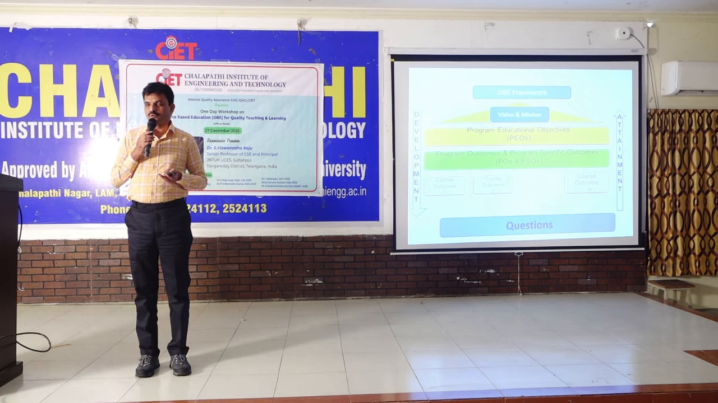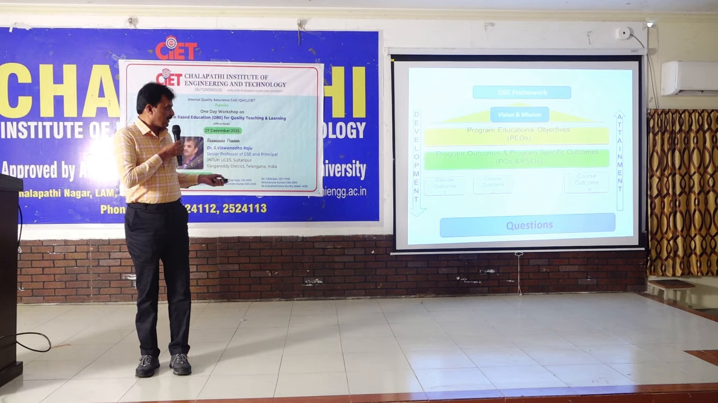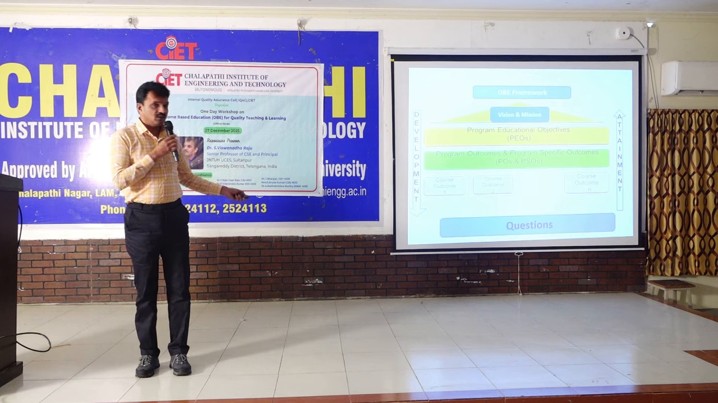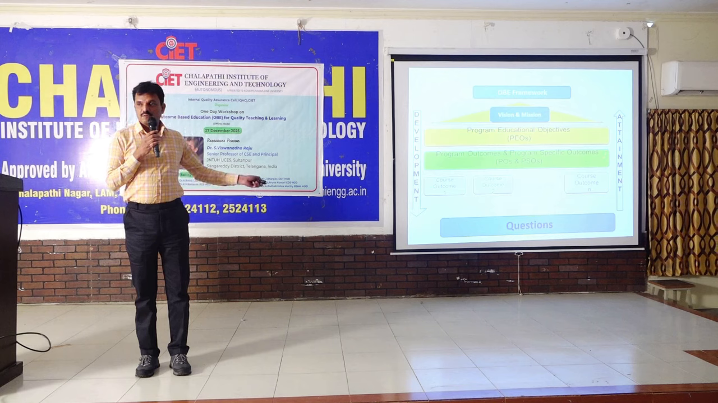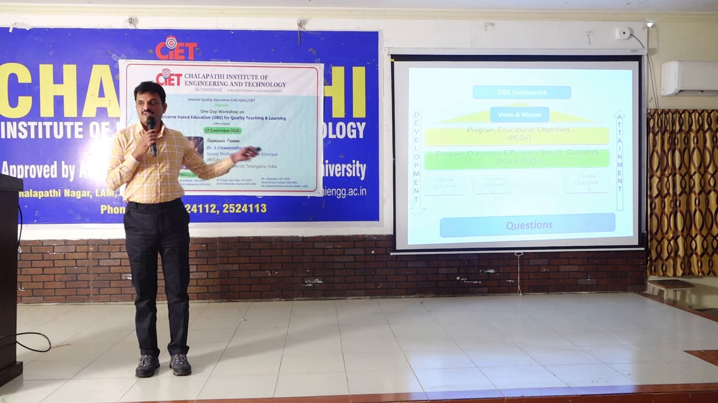So that is what you see, the course outcome. So now, question. This is the development process. Attainment process is question to CO mapping, and again CO attainment, CO to PO mapping, PO attainment, PO to PO mapping, PO attainment, PO to vision mapping, vision attainment.